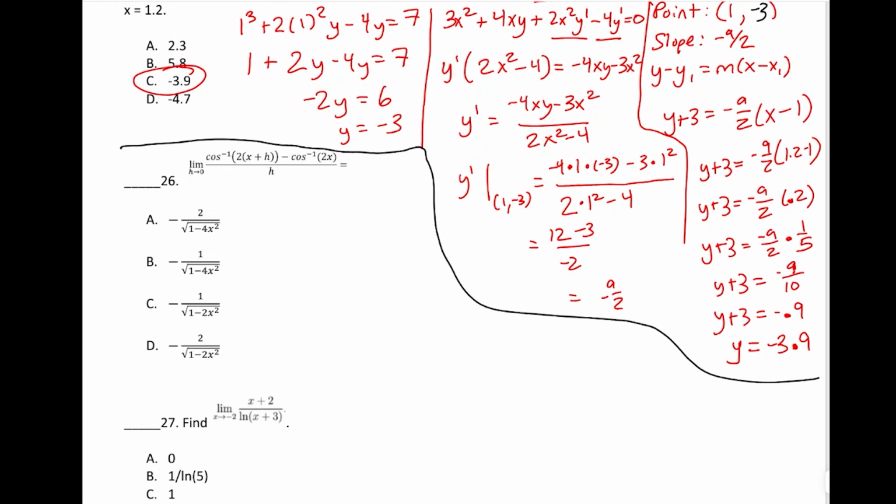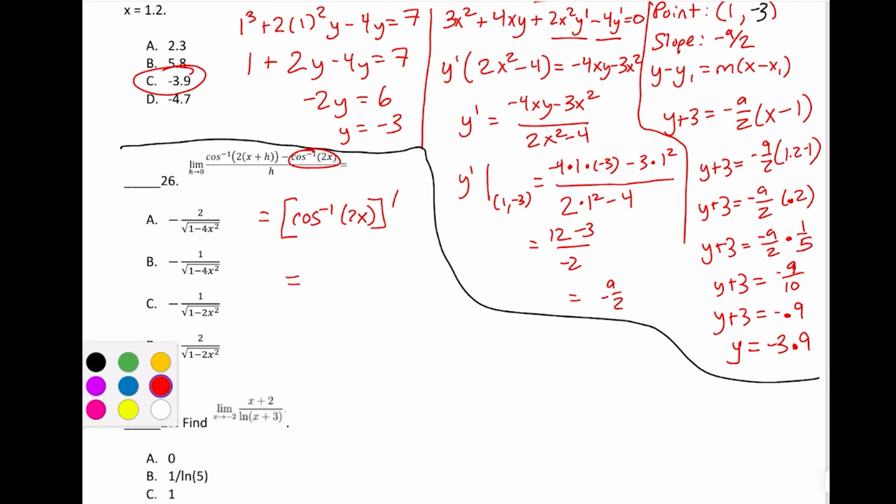All right, this looks like a limit problem, but it's actually a derivative problem in disguise. This is the limit definition of the derivative. So really all we have to do here is differentiate this function right here. So this whole limit is just simply going to equal the derivative of arc cosine of 2x.